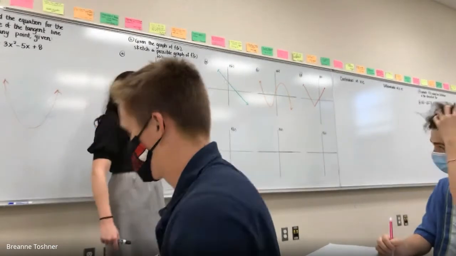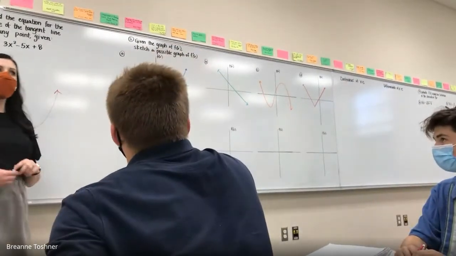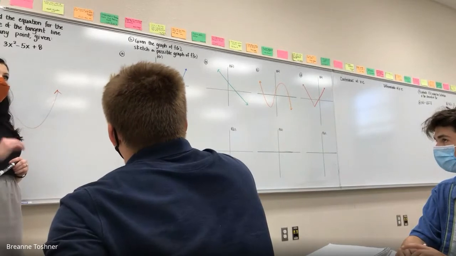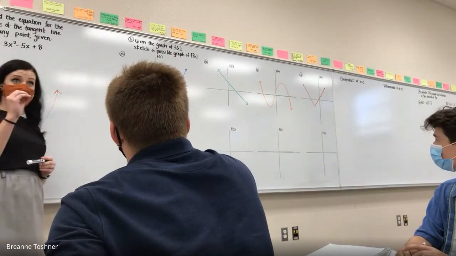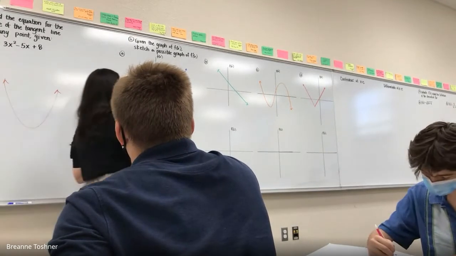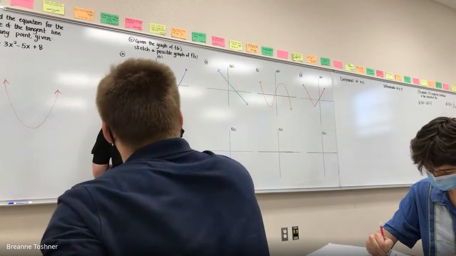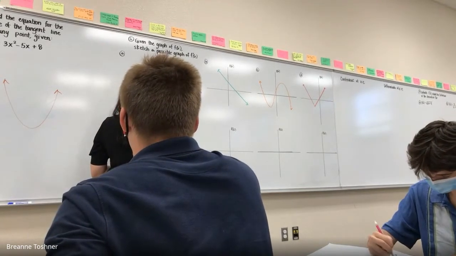Does that make sense? How about right here at the minimum? What do you think the derivative or the tangent slope would be at that point? Yes. 0. It would be 0 because the slope would be 0. Okay? So that's where I'm going to start. I'm going to start right here. Whatever x value this is, that slope is going to be 0.